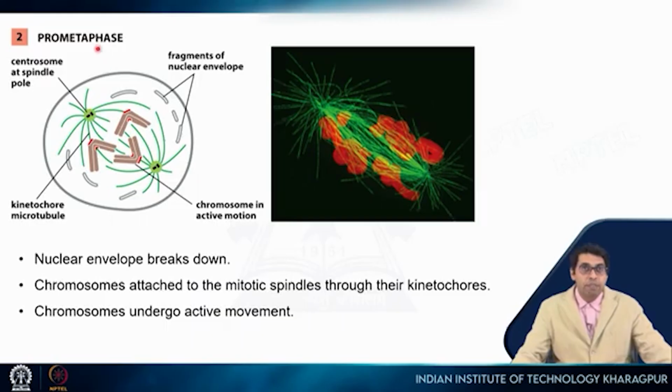In the next phase, which is the prometaphase, the nuclear envelope disintegrates. The envelope is gone. Now the chromosomes are exposed and they can get attached to these mitotic spindles. So they get attached to the mitotic spindles through their kinetochores. And now the chromosomes undergo active movement. So they will get pulled and pushed around inside the cell.